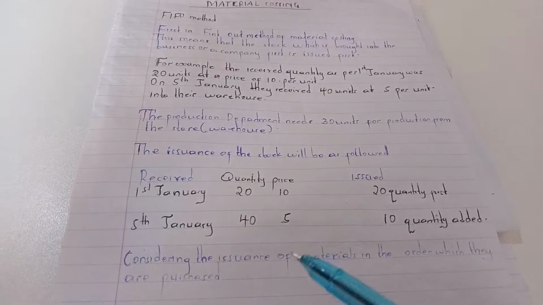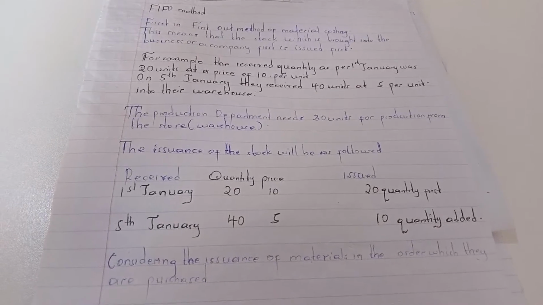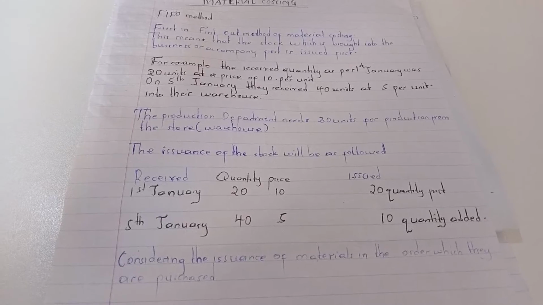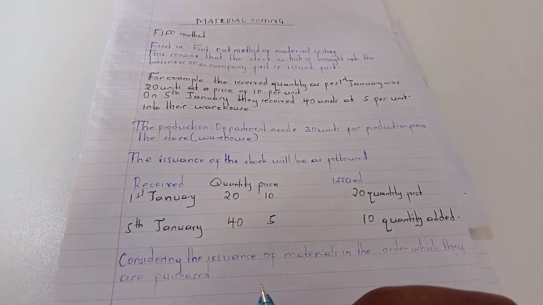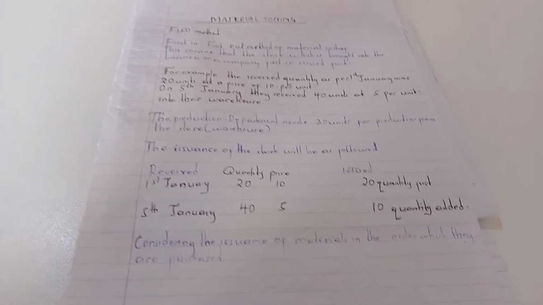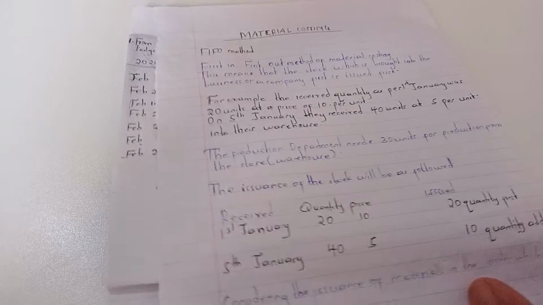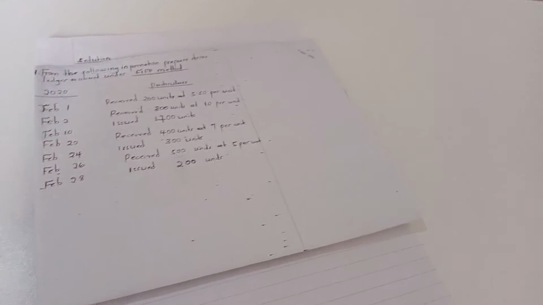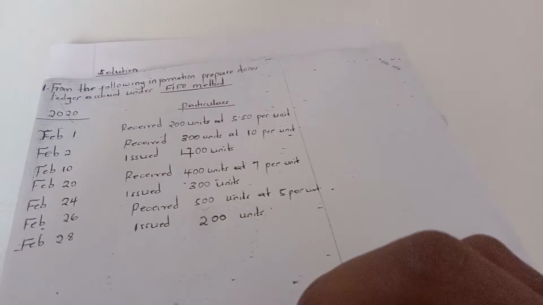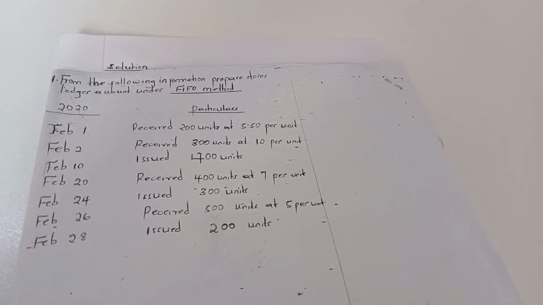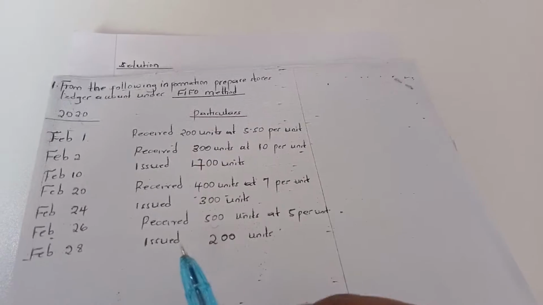Under the FIFO method, we consider the issuance of materials in the order in which they are purchased or received into the business. After all this, we are going to consider a worked example that will help us understand the FIFO method in detail. The first question is: from the following information, prepare a stores ledger account under the FIFO method.